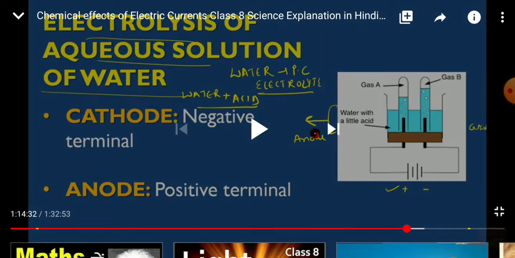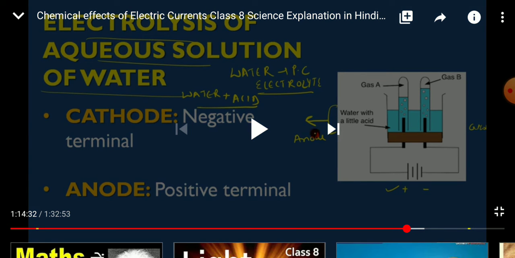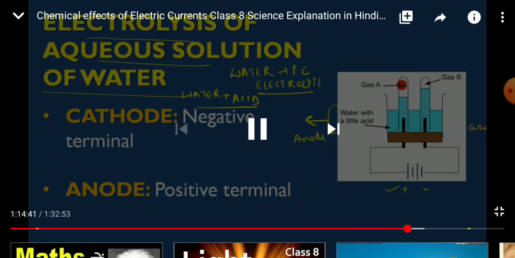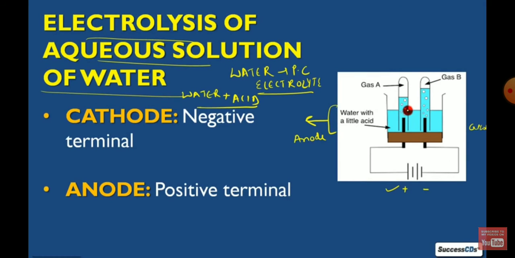Yes, so these bubbles of gas are coming when the current passes through it, and on the cathode there is negative charge and on the anode there is the positive charge. So here you can see the gas is liberating, bubbles are showing the gas is liberating.